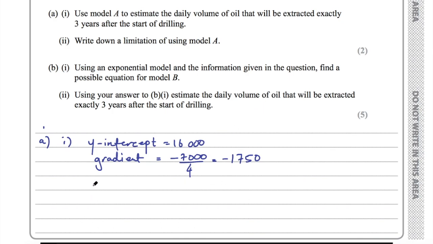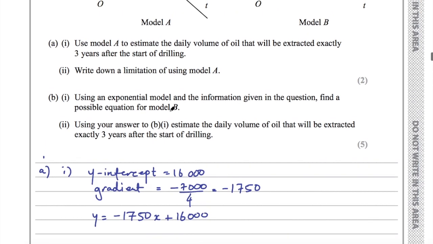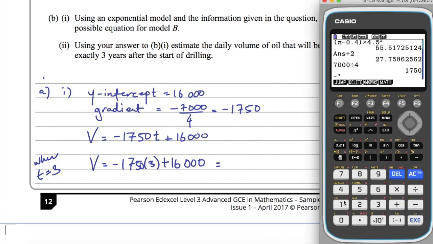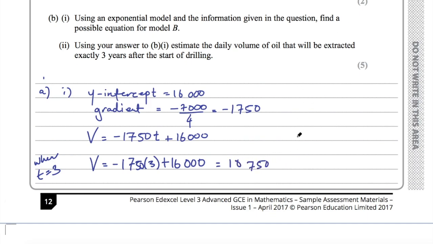And then therefore we can say the equation of the line is y equals negative 1,750x plus 16,000. And we want the daily volume after 3 years. Actually, let's just change that to V and T. So the volume will be minus 1,750T plus 16,000. So when T equals 3, the volume will be minus 1,750 times 3 plus 16,000. If we put that into a calculator, we get 10,750 after 3 years.